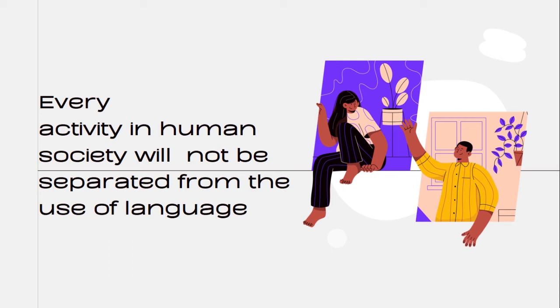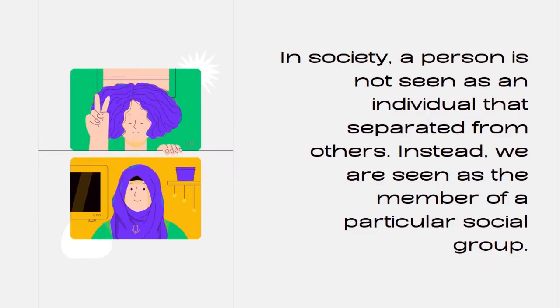social activities and aspects. In society, a person is not seen as an individual that's separated from others. Instead, we are seen as members of a particular social group. In this sense, language and language usage are not observed individually, but are always linked to activities that exist in society. Everyone has different ways of using their language. We can see the differences in terms of intonation, choice of words, sentence structures, how to express ideas, and so on.